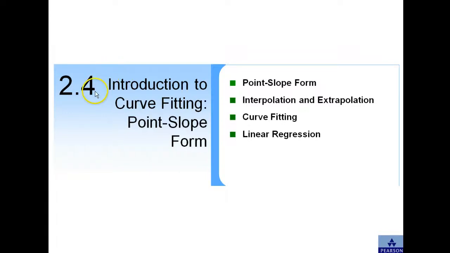Moving on now to topic 4, our last section of chapter 2. We're going to look at an introduction to curve fitting and the point slope form of the linear equation in two variables. Now you may recall this was formula number 4, and that was the one we hadn't done yet at all. And it's y minus y sub 1 equals the slope times x minus x sub 1.